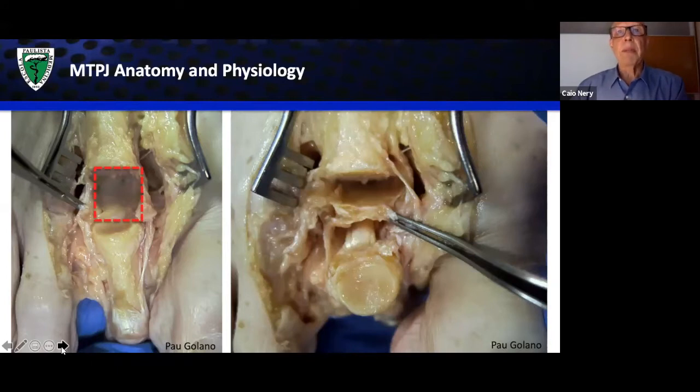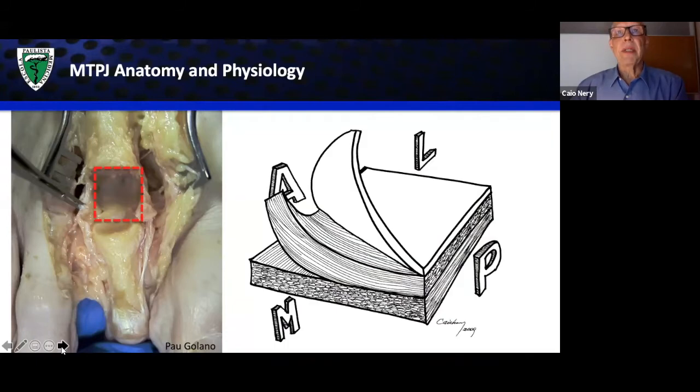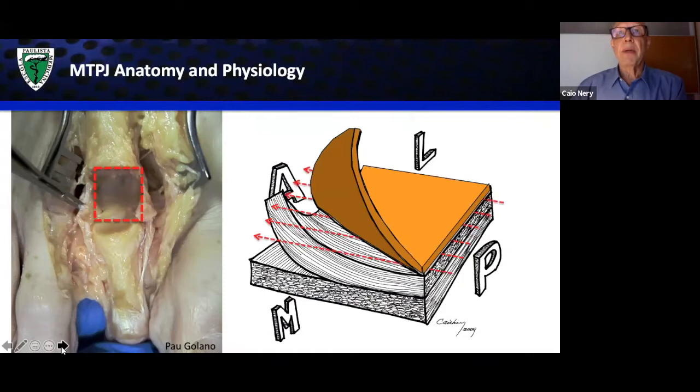Just below the plantar plate, we can see the flexor digitorum longus and brevis tendons. The plantar plate has 3 layers, as we can see here. The superficial layer is made of a smooth fibrocartilaginous tissue. The intermediate layer is composed of longitudinally oriented fibers that come from the plantar fascia, and the deep layer is composed of transverse-oriented fibers resulting from the merging of the plantar intermetatarsal ligaments.